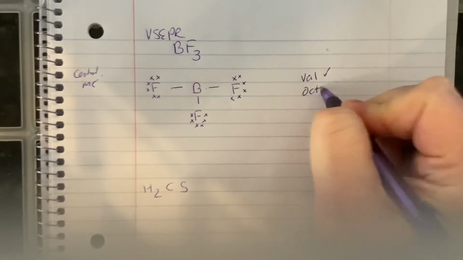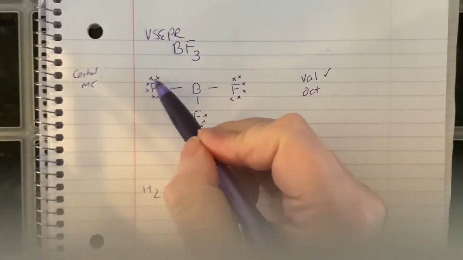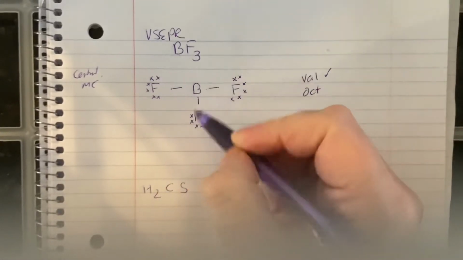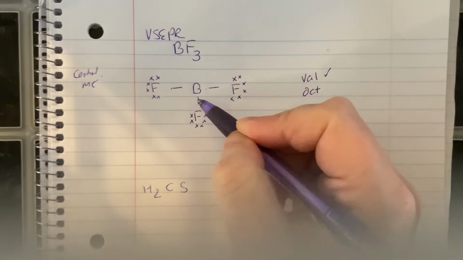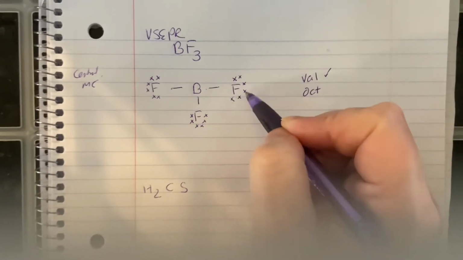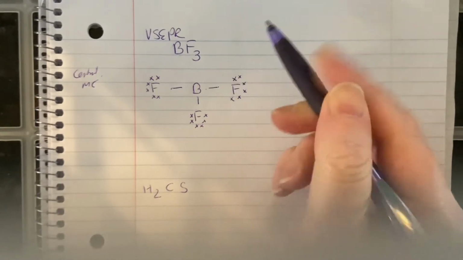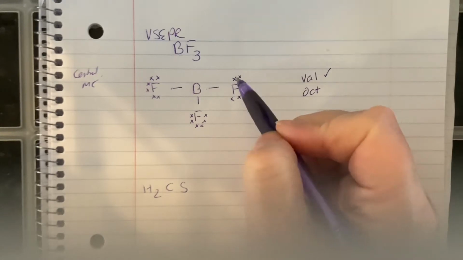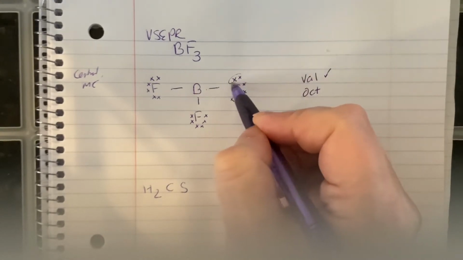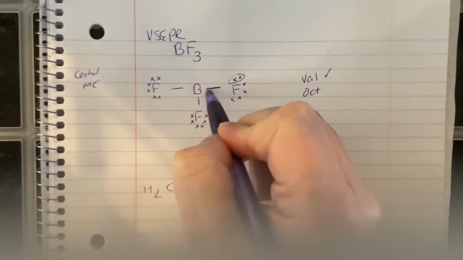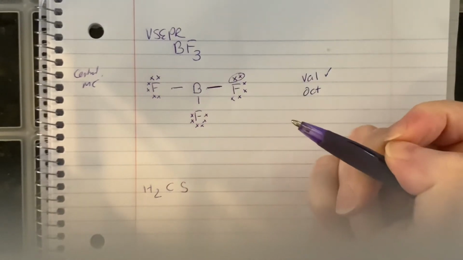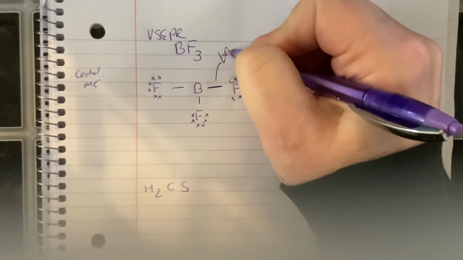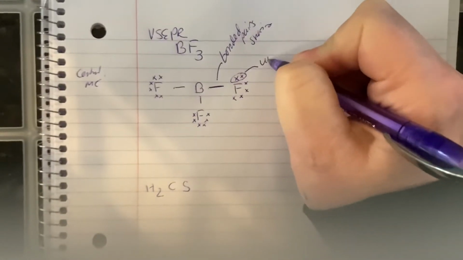Now I need to check my octets. 2, 4, 6, 8. Notice I just count them up in pairs, because the unbonded pairs are going to want to stay together, and of course the bonded pairs are going to want to stay together. These ones are bonded pairs because they are sharing. And these are unbonded pairs.